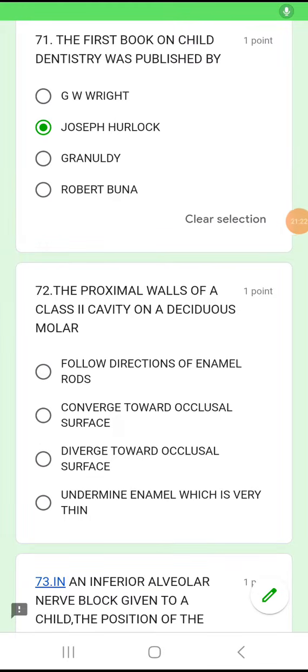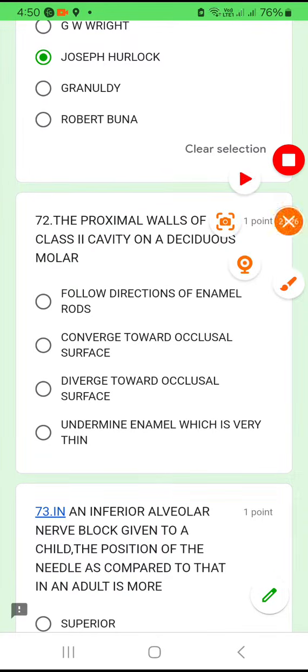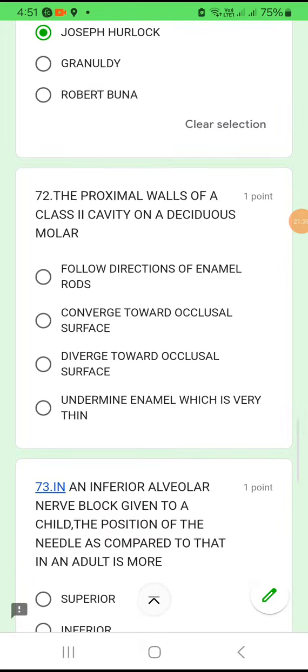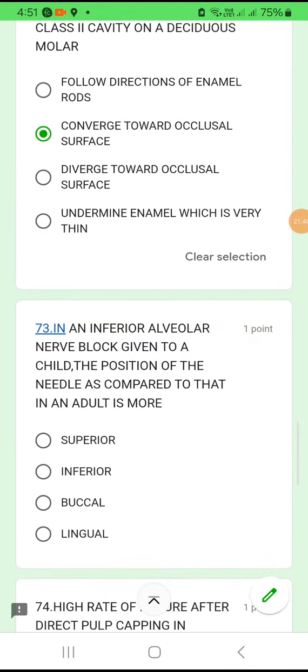Question number 72. The proximal walls of a class 2 cavity on a deciduous molar follow the direction of the enamel rods: converge towards the occlusal surface, diverge towards the occlusal surface, or undermine the enamel which is very thin. Okay, the proximal walls of a class 2 cavity on a deciduous molar will converge towards the occlusal surface. Option B is the answer.